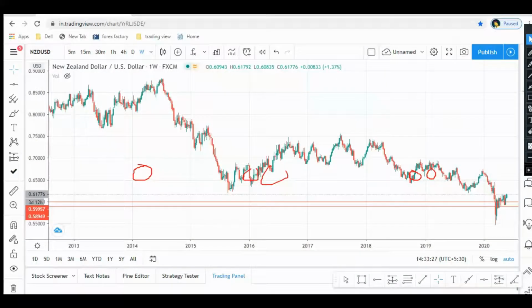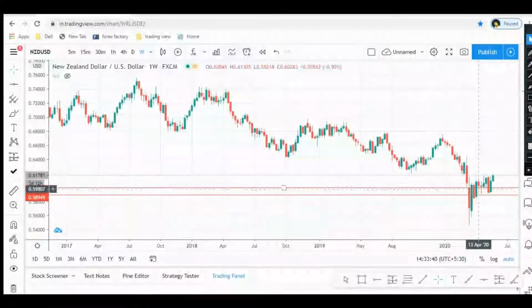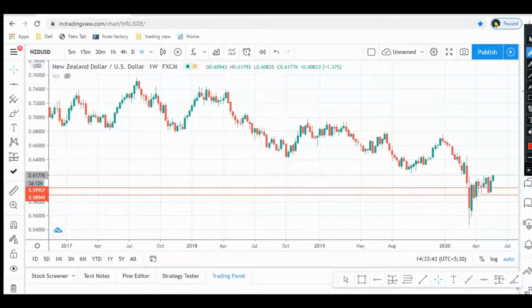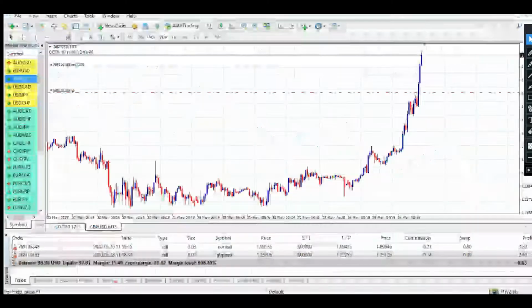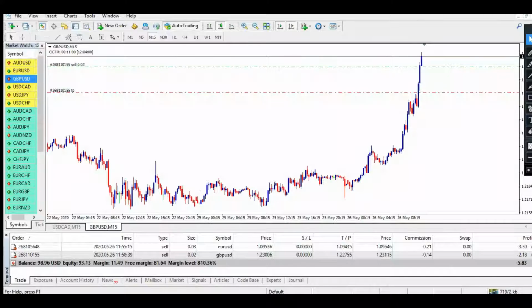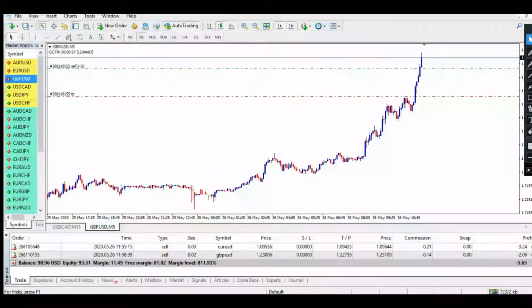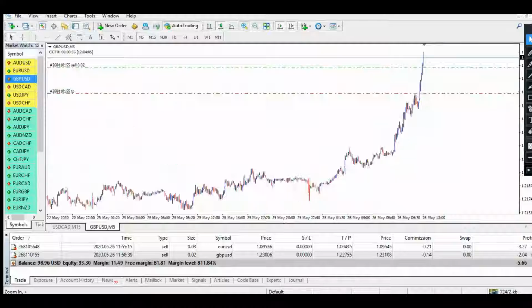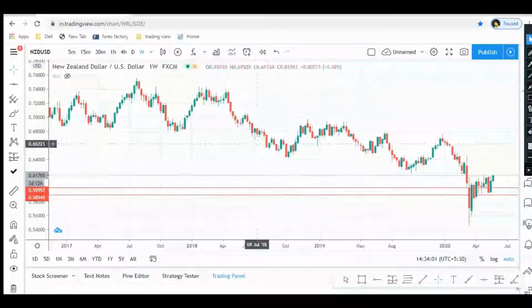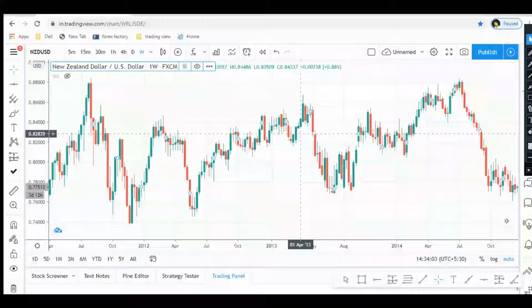Let's switch to the current condition. Price right now is ranging in a support zone, and it has broken out. As you can see, price broke out with this particular candle, and after that it broke out again with a bullish candle. So right now price is going up. So this is how support and resistance works.